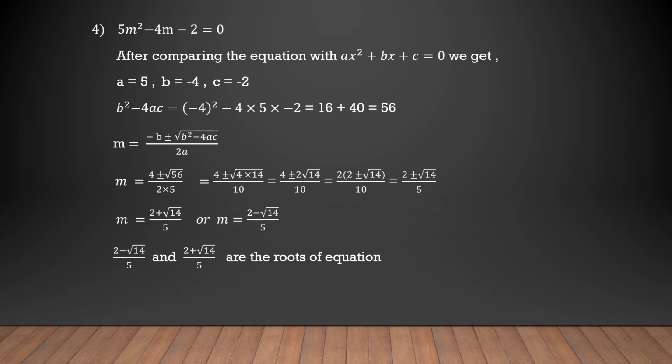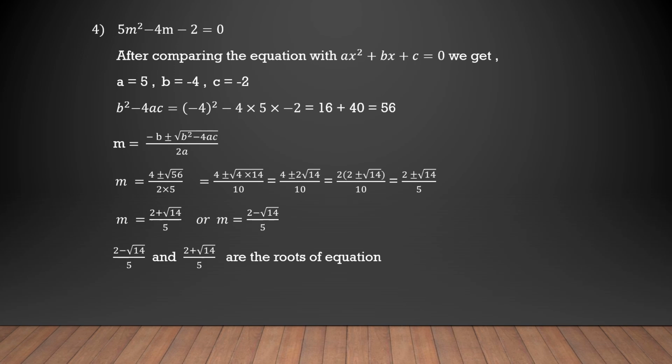Next equation is 5m² − 4m − 2 = 0. First, we compare this equation with ax² + bx + c = 0. After comparing, we get a = 5, b = −4 and c = −2. Then we find the value of b² − 4ac.